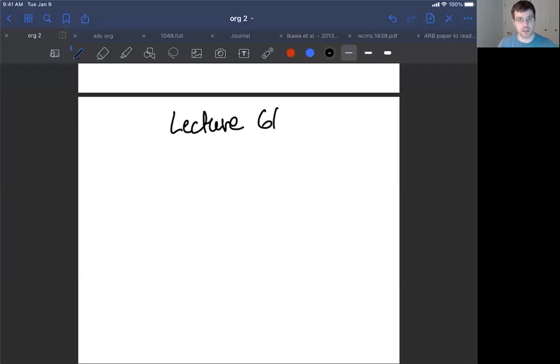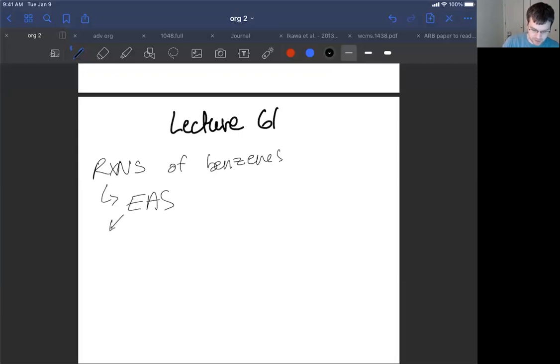This lecture, we're going to start looking at reactions of benzene. The name of the game with benzene reactions is electrophilic aromatic substitution, abbreviated as EAS, electrophilic aromatic substitution.